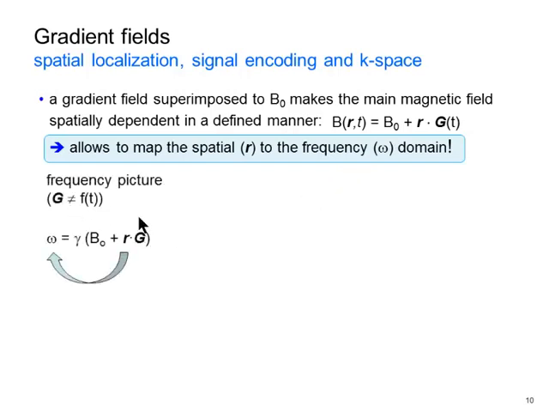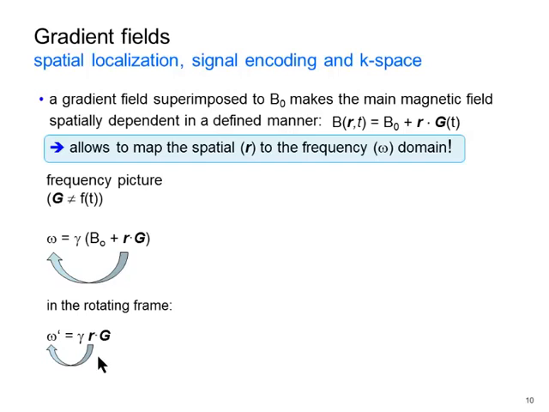If you look into the frequency picture, that means if we simply consider a stationary gradient, we see immediately that there's a relationship between the spatial coordinates and the given frequency. If you go into the rotating frame just by demodulating the signal with the Larmor frequency, you see very nicely that the gradient facilitates this linear relationship, and this makes life easier.